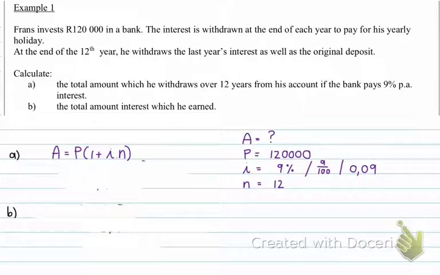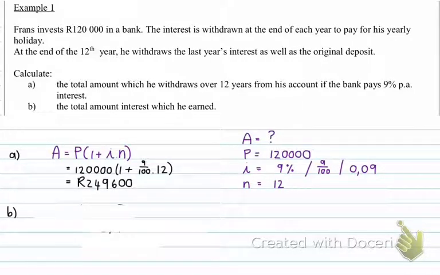Now, all that information I substitute into the formula like that, and then you calculate it on your calculator, and you will see that at the end of that 12th year, he would have withdrawn 249,600 rand.